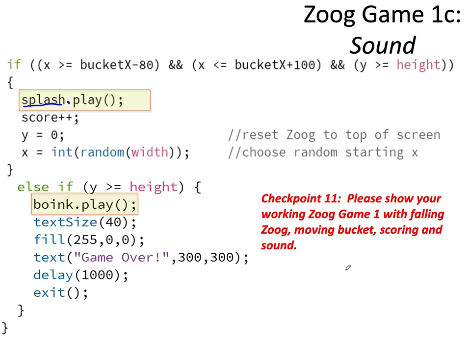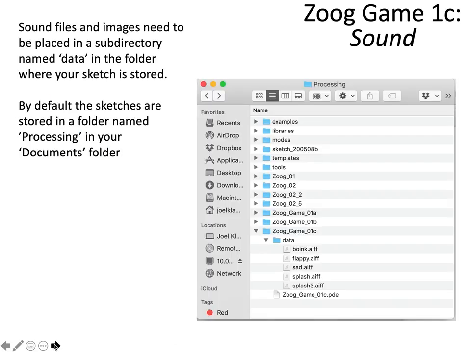Now, there's one last thing I need to mention on this one before I go on. Sound files and images actually need to be placed in a subdirectory called data in the folder where your sketch is stored. By default on the Mac, the sketches are stored in a folder called Processing in your Documents folder. So if you go to your Documents folder and then look for the Processing folder, you should see each of the things that we've made before. Each of the programs are in their own unique folder.